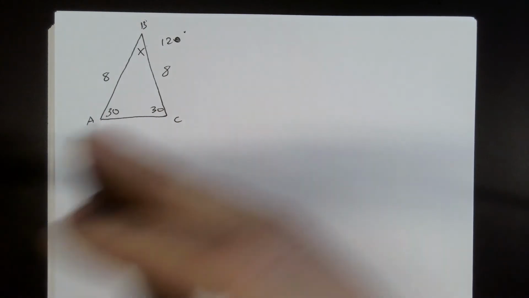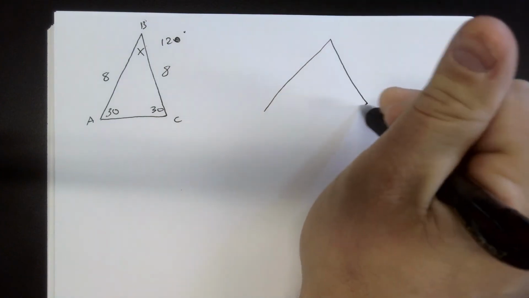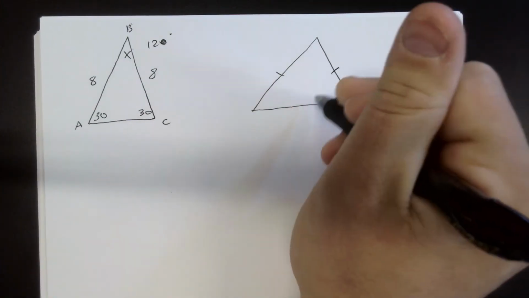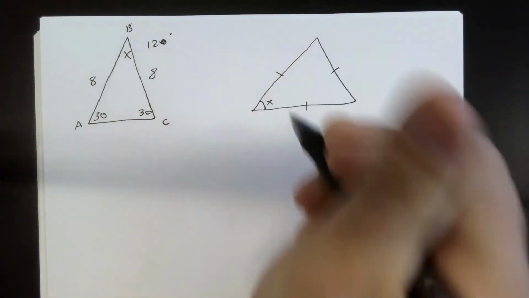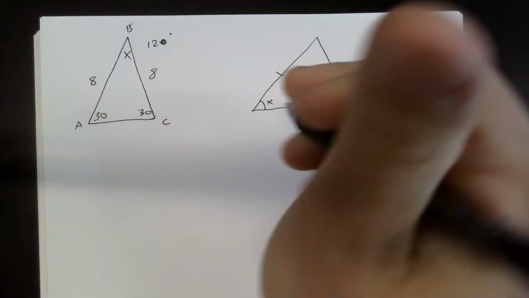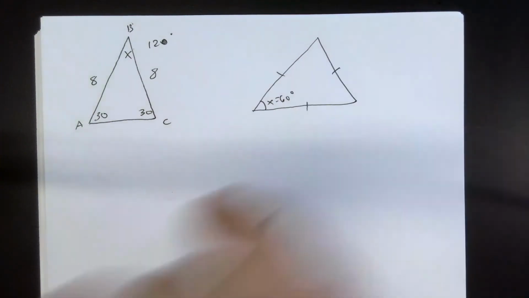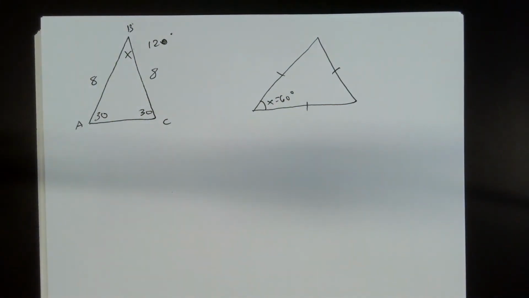Now, if I'm told this, so let's look at this one. If I'm told here's a triangle and all three sides are congruent, what's the measure of this angle right here? What is it? 60. If all three sides are the same, meaning it's an equilateral triangle, then of course all angles have to be the same, and there's only one option for that, and it's 60 degrees. Okay, any questions so far?